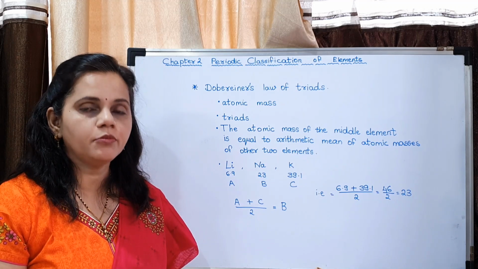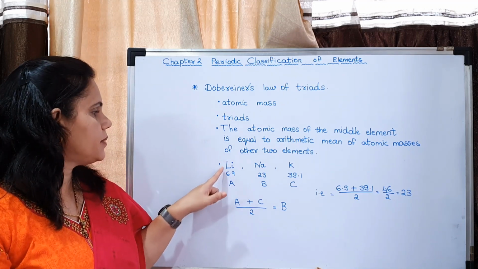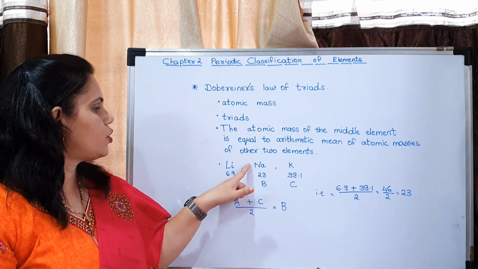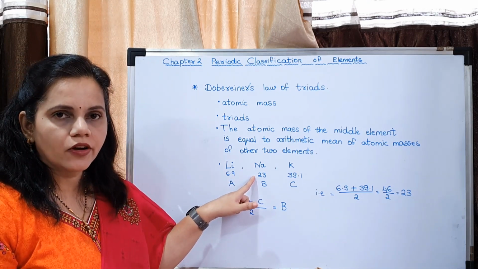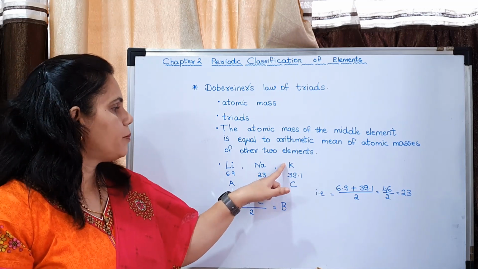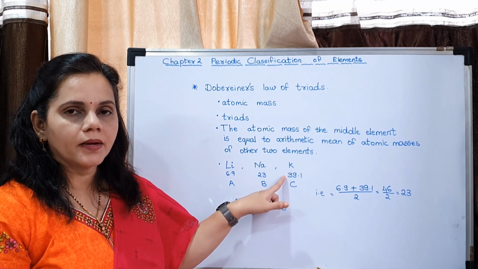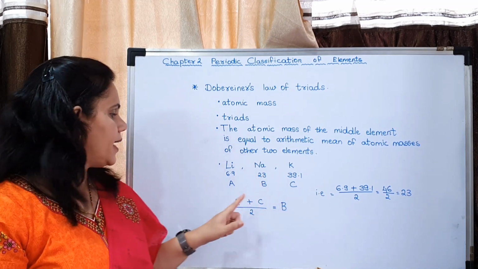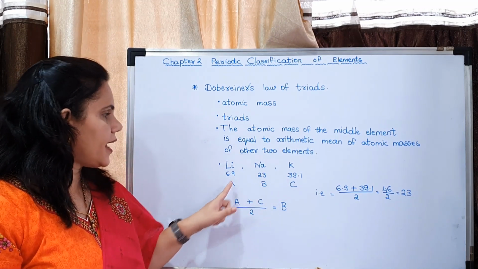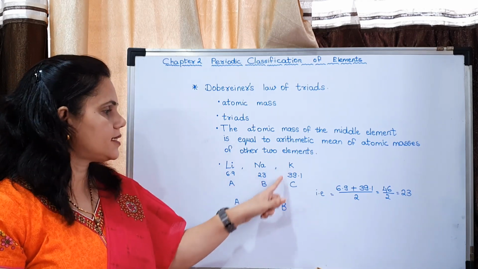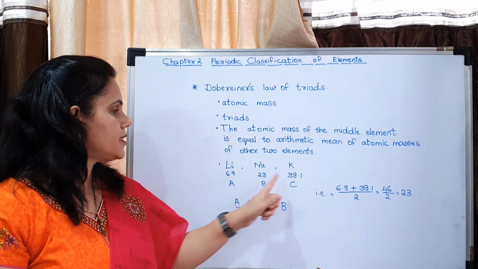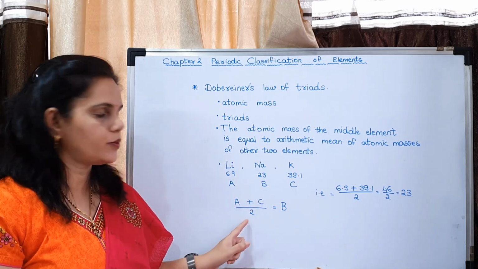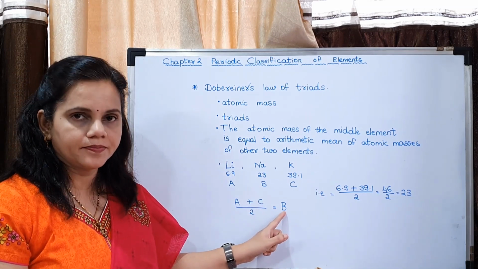Lithium, sodium, potassium. Lithium has an atomic mass of 6.9. Sodium has an atomic mass of 23. Potassium has an atomic mass of 39.1. Now he studied that if this is A, this is B and this is C, then these 3 followed a rule, that is (A plus C) upon 2 is equal to B.